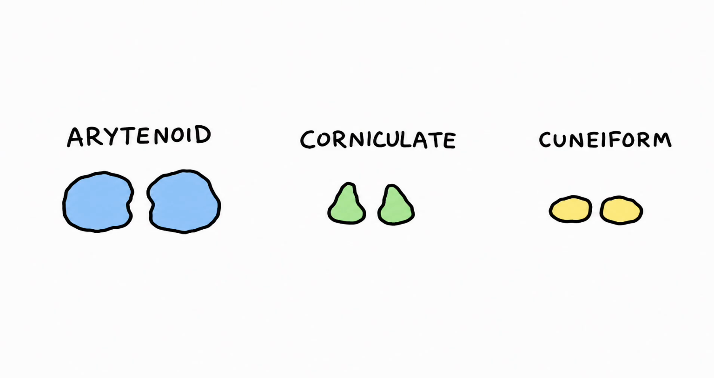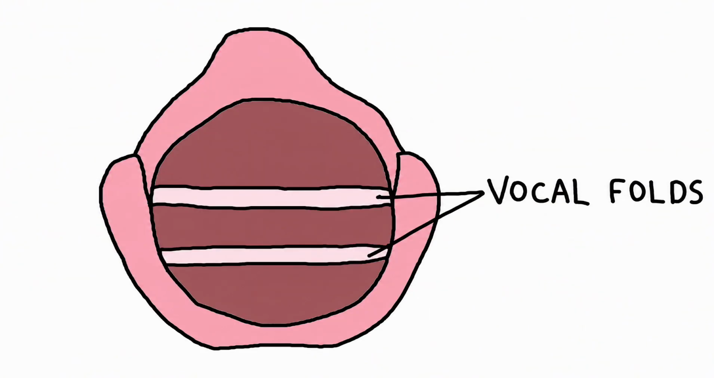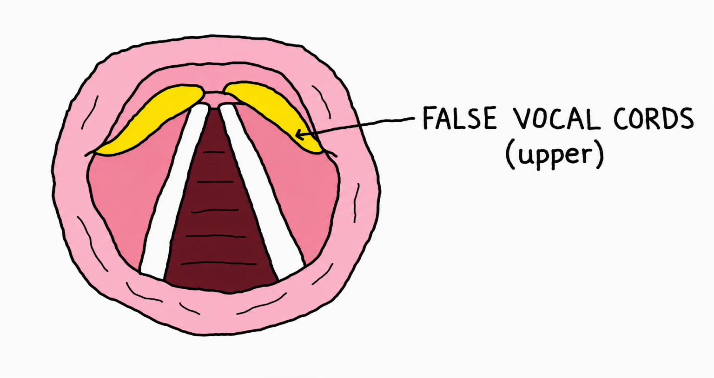So the larynx contains two horizontal vocal folds composed of muscle and connective tissue. So the false vocal cords, that's going to be your upper vestibular folds. So these are the false vocal cords right here.